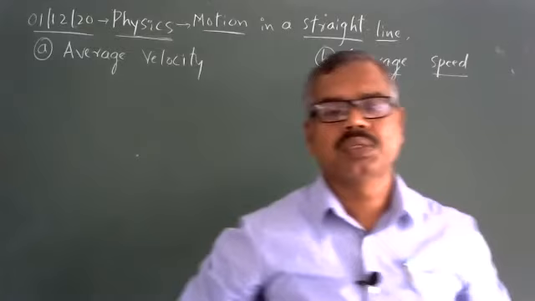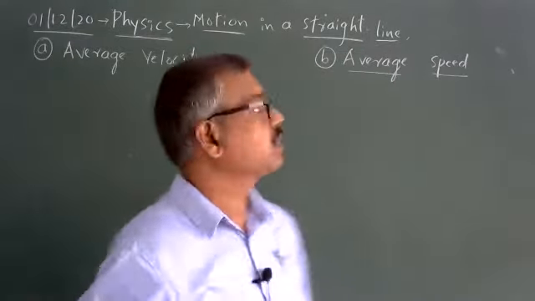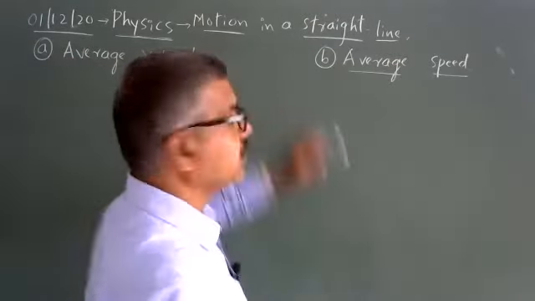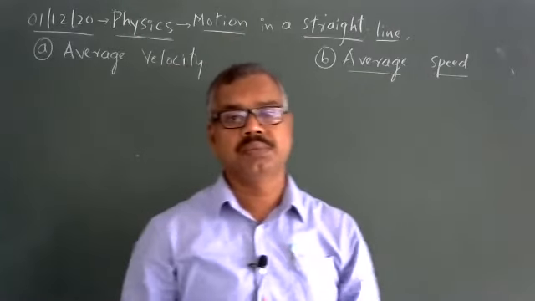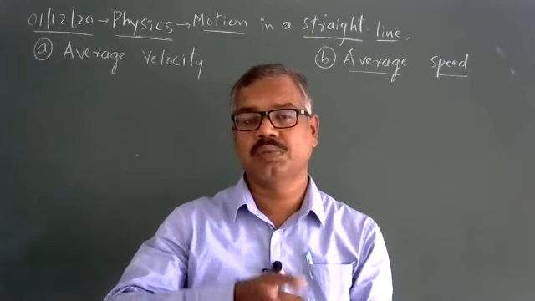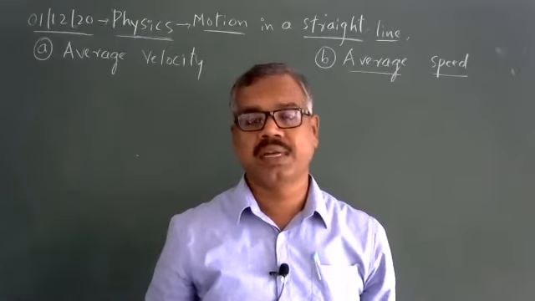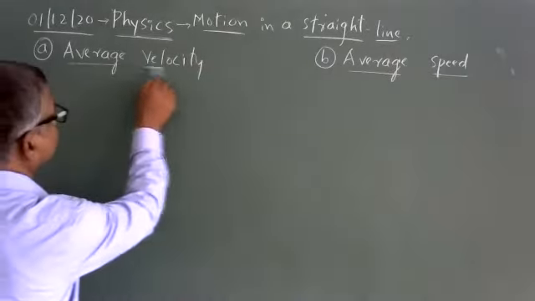Good morning, dear students. Today we'll learn the next topic, as I mentioned: average velocity and average speed. We are discussing motion in a straight line. When an object moves along a particular direction, it is just moving in a given direction. It is called motion in a straight line, or the object is in rectilinear motion. Now, what is average velocity?